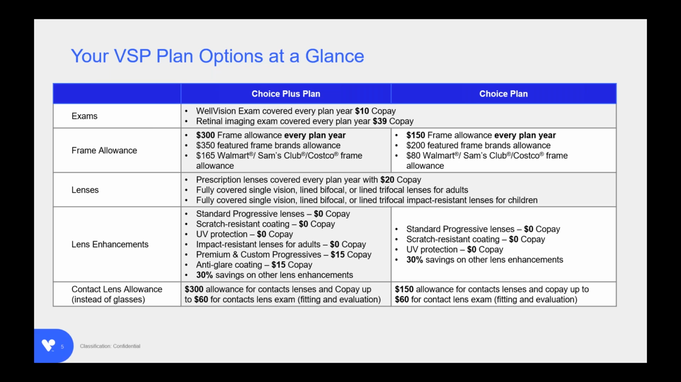Prescription glasses are covered every plan year after a $20 copay, or members can choose contact lenses instead of glasses every plan year. The key difference in the plans is the Choice Plus plan includes a higher frame or contact lens allowance, fully covered impact-resistant lenses for adults, also premium or custom progressives, and it has anti-glare coating covered with just a $15 copay.